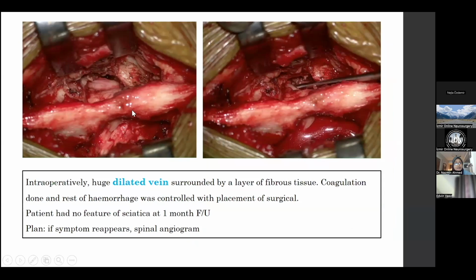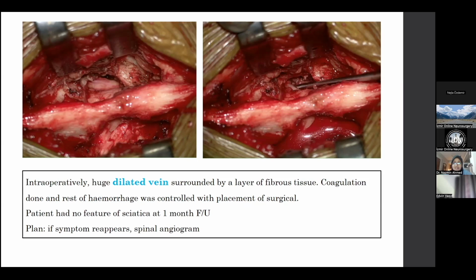In the operation, what we noticed, this is the traversing nerve root. After retraction of the nerve root, there was an encapsulated mass. At first, we were confused about what it could be. After dissection, we noticed that there was a hugely dilated vein. We coagulated the vein as much as we could, but despite adequate coagulation, there was some bleeding. So we put a ball of Surgicel in the cavity and were able to stop the hemorrhage.